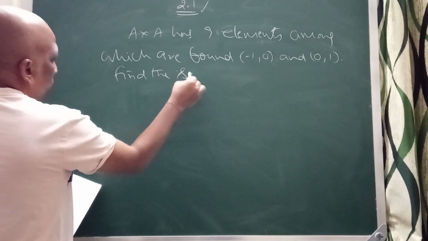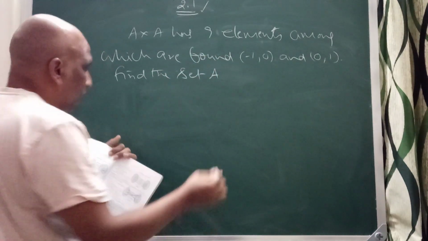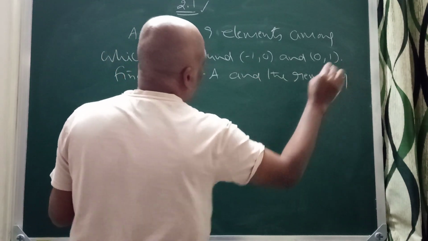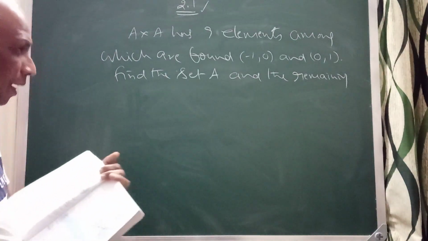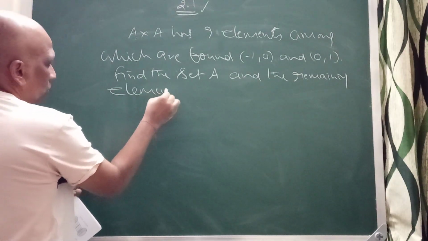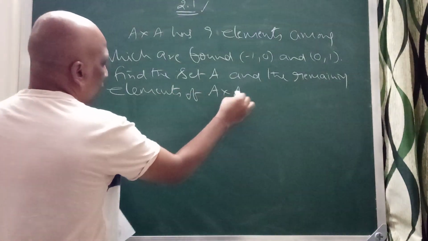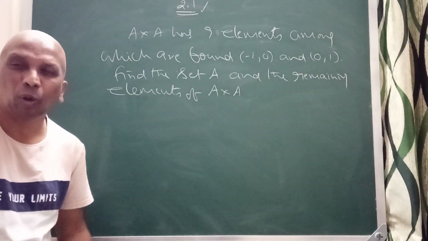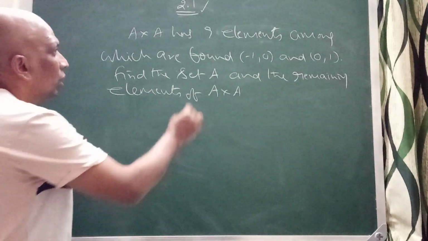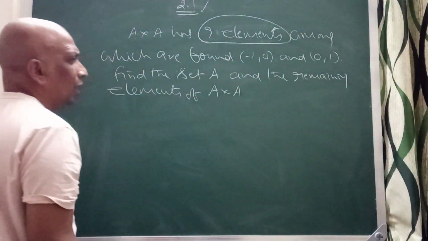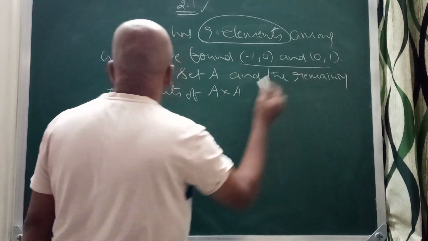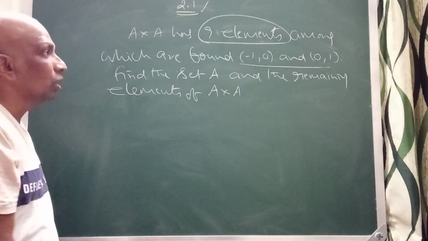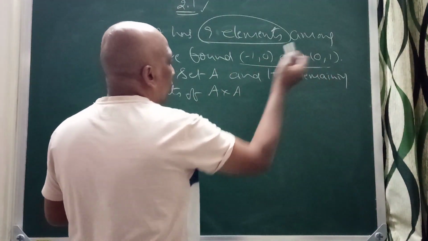Find the set A and the remaining elements of A cross A. It has 9 elements, which include (minus 1, 0) and (0, 1). Looking at these two ordered pairs, the given elements are different.